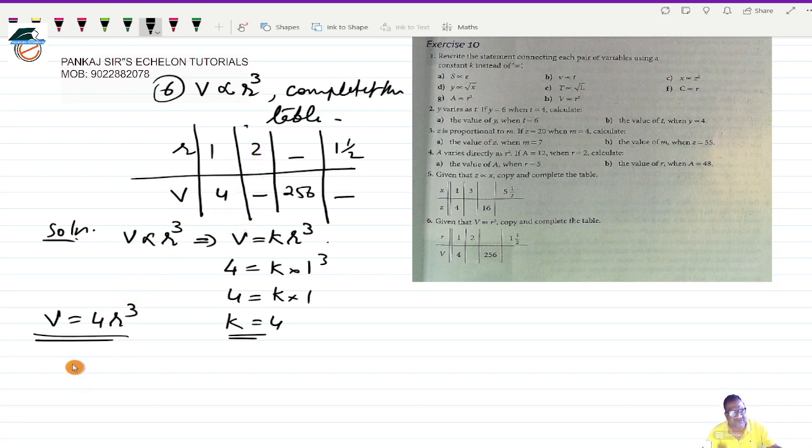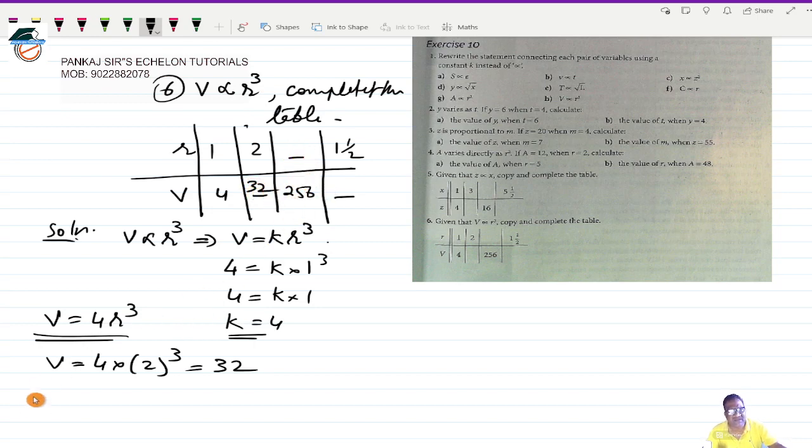So when R is equal to 2, V will be equal to how much? 4 times R is equal to 2, so 2 cube. 2 cube is 8, 8 4s are 32. So V will be equal to 32.